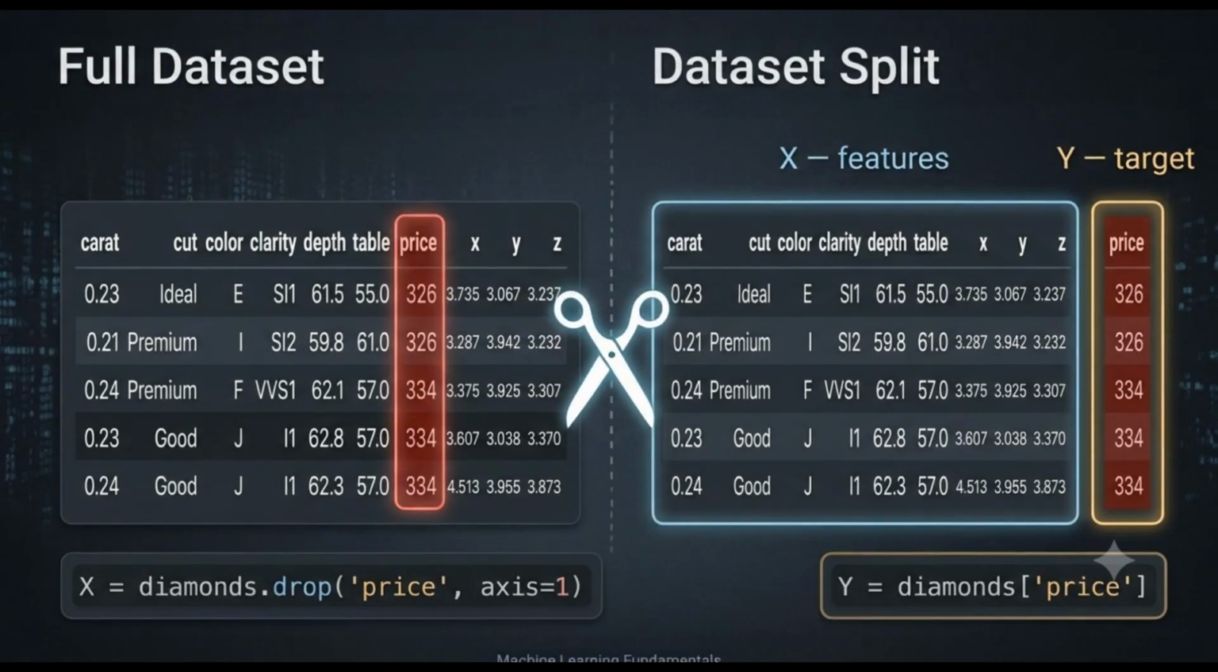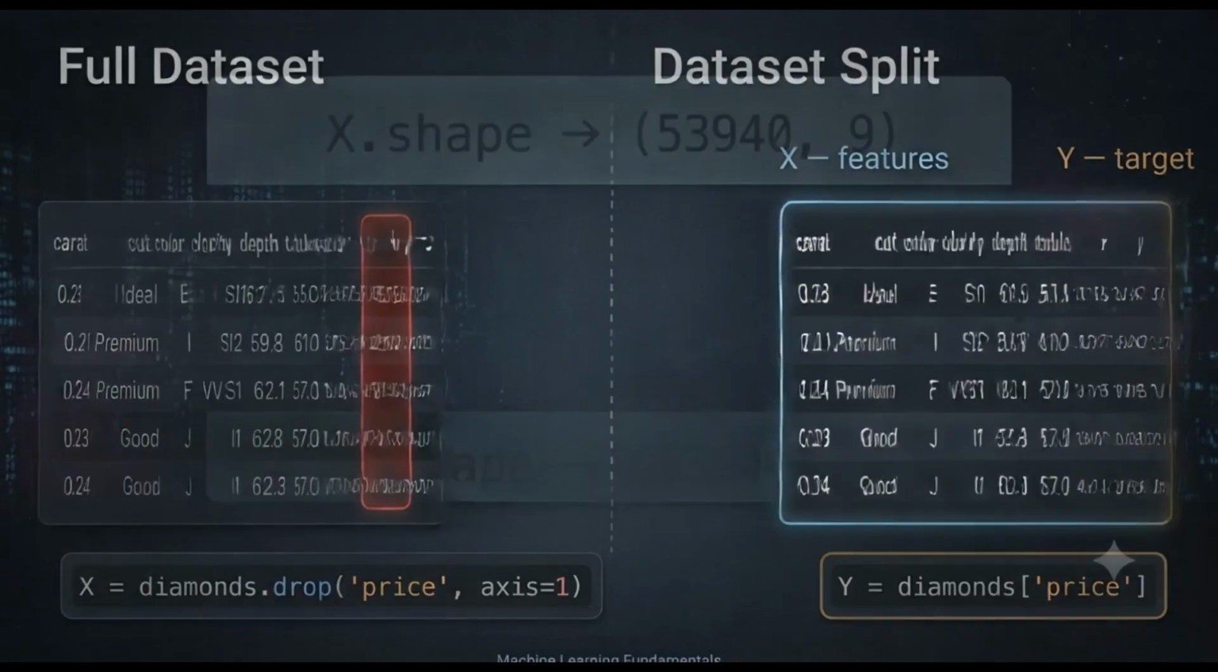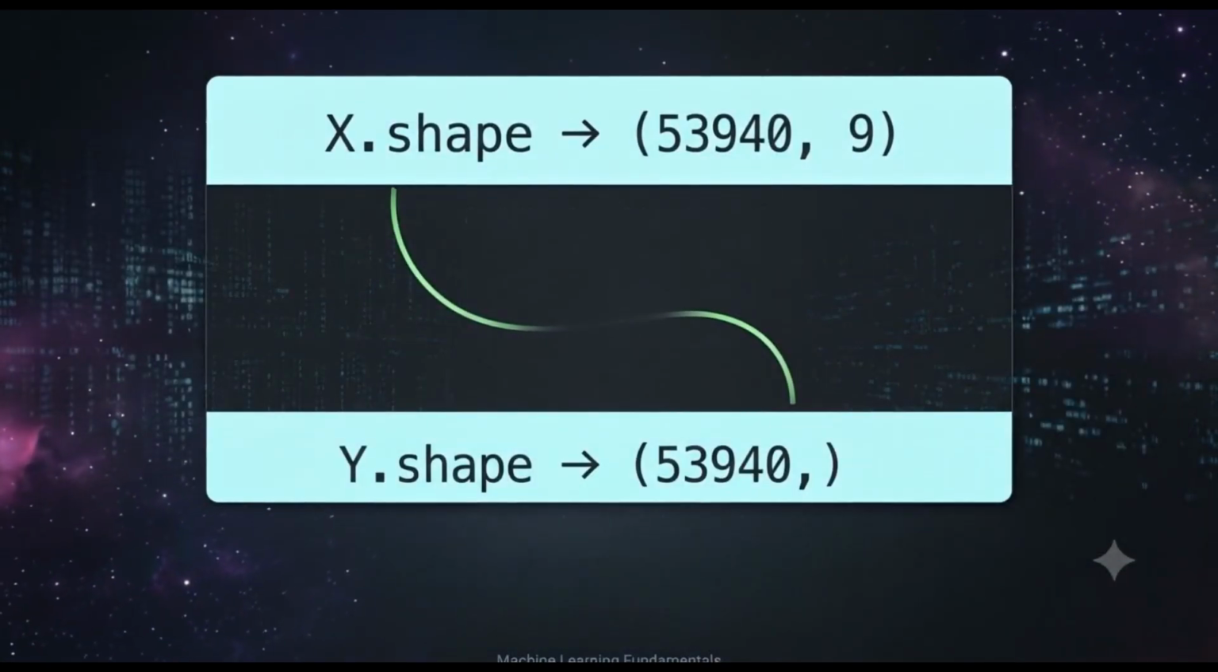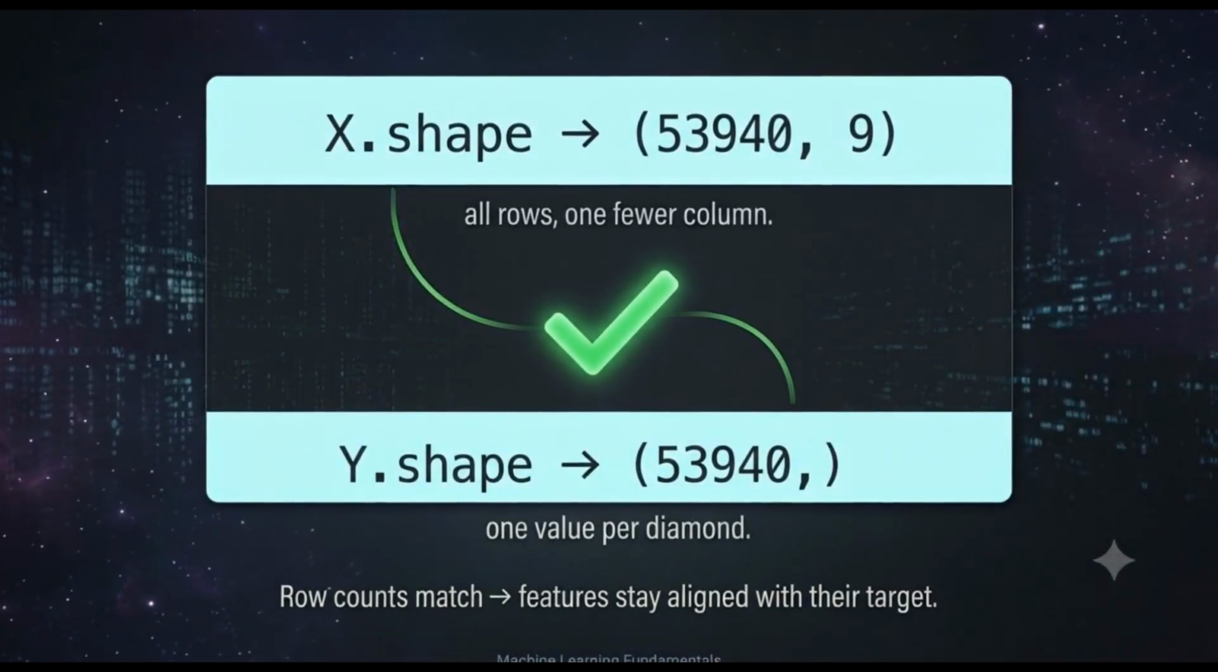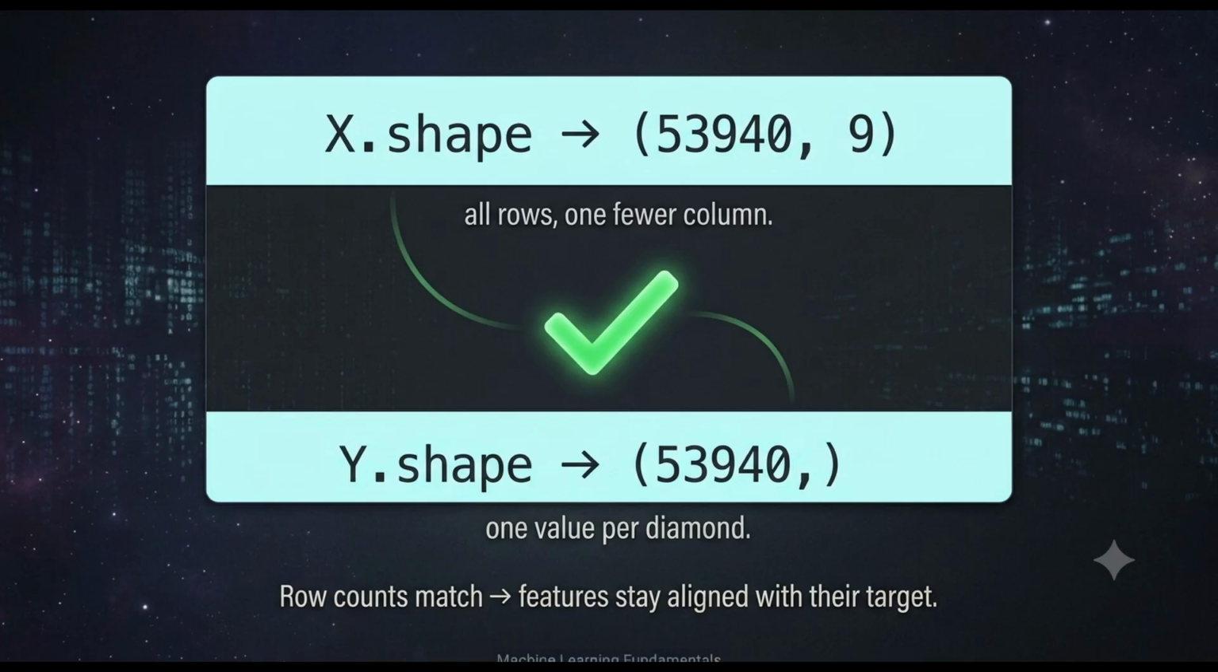Then we build the target separately. We reach into the table and grab only the price column, and we store that in a capital Y. So now we have two objects. X holds the inputs, Y holds the answer. This is the shape of almost every supervised learning setup you will ever write. Capital X for features, capital Y for the target.